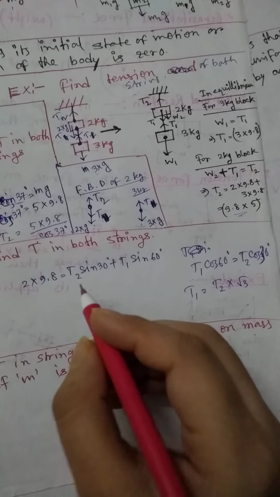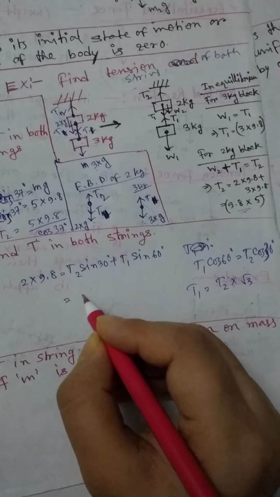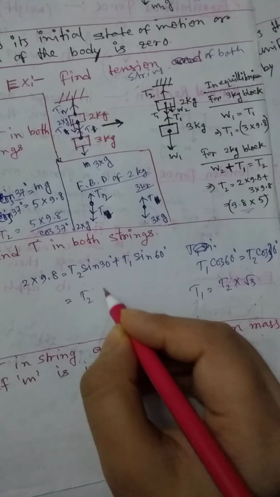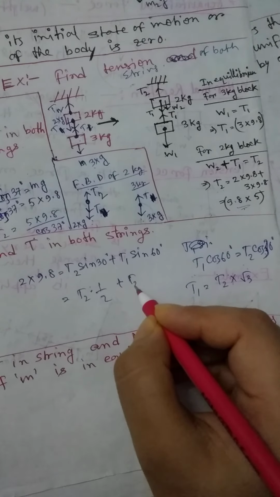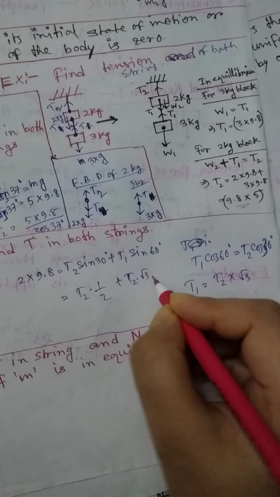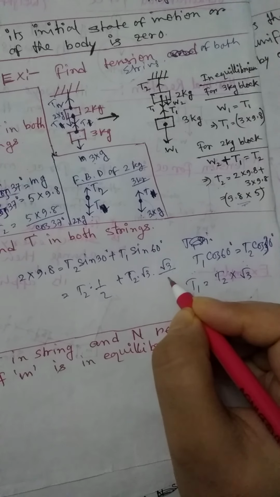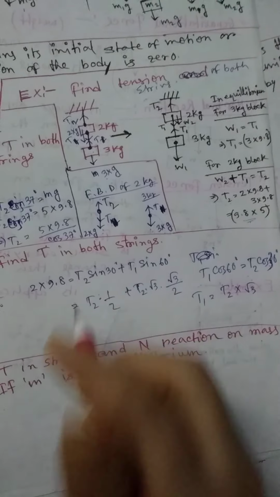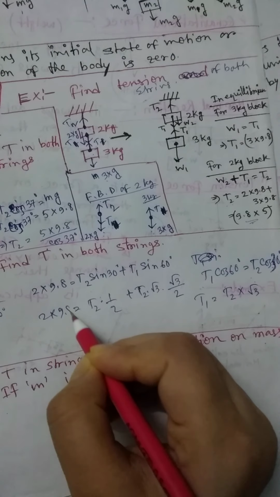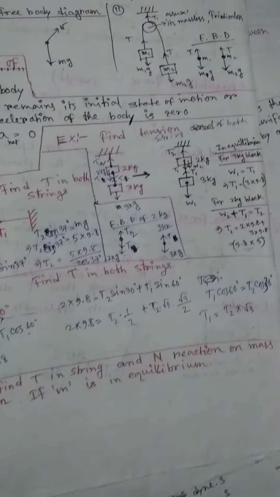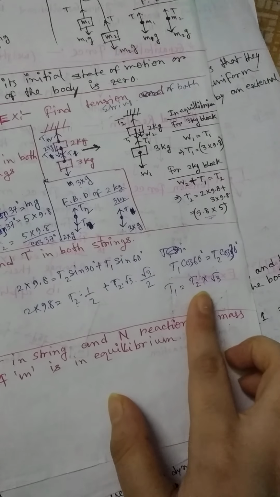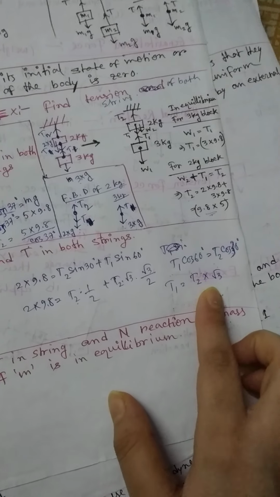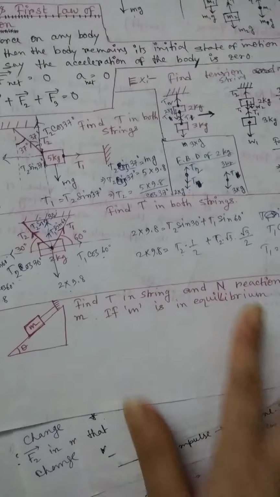Just put this relation in this equation. That means T2 sin 30 means 1 by 2, plus T1 means T2 into root 3 into root 3 by 2. If we solve this, then you can get your answer, which is T2, and then put the value of T2 in this equation, and you can get T1. Okay.